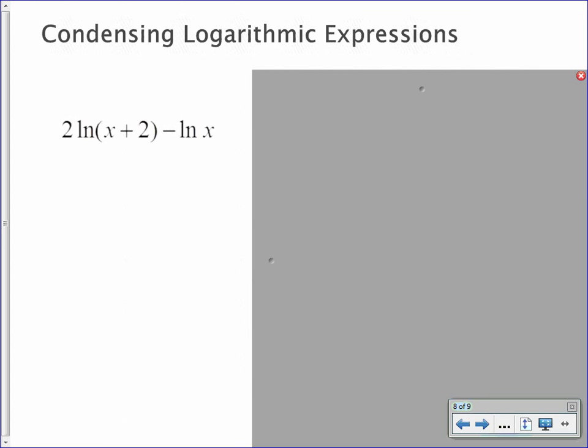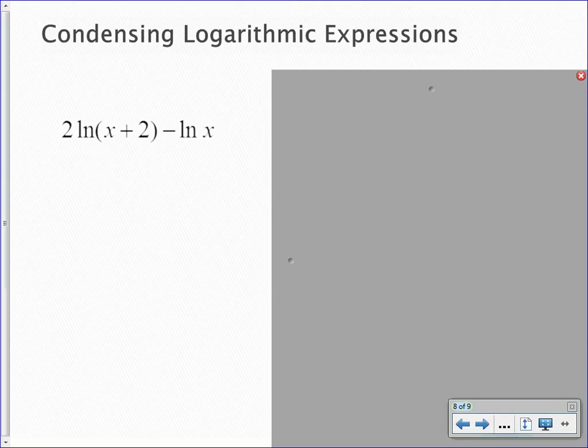Now we're going to go the other way. We're going to condense. So I have multiple logarithms that I want to squish into just one. This is going to be a technique very useful when we solve equations. Okay, so this is important. So first of all, what does this 2 mean right here? Okay, so this means the natural log of (x plus 2) squared minus the natural log of x.